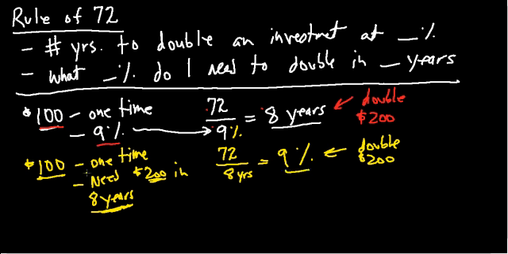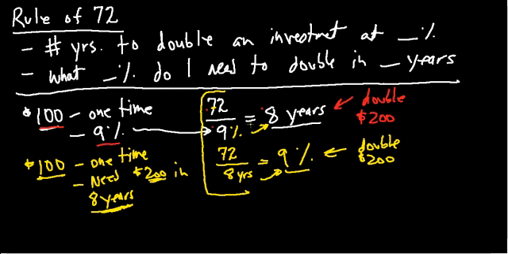Now, of course, you'll notice that nowhere in this calculation is the $100. The $100 isn't relevant to the calculation. What's important is either dividing by the interest rate or dividing by the years. If you divide by the interest rate, the result is years, and if you divide by the years, the result is the interest rate. And 72 will be your numerator, the top number in your division, every single time.